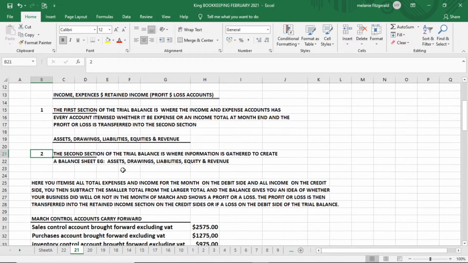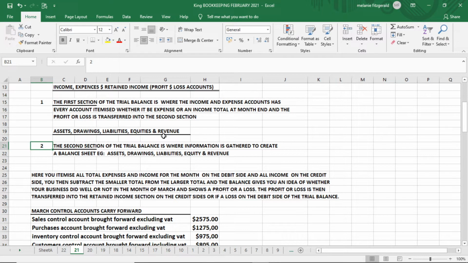Okay, the second section, which is assets, drawings, liabilities, equities, and revenue. The second section of the trial balance is where the information is gathered to create a balance sheet. For example, assets, drawings, liabilities, equity, and revenue.